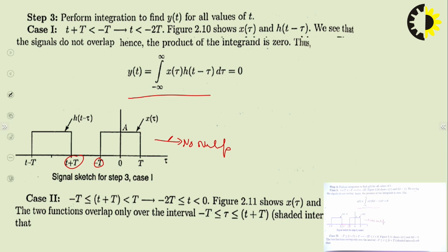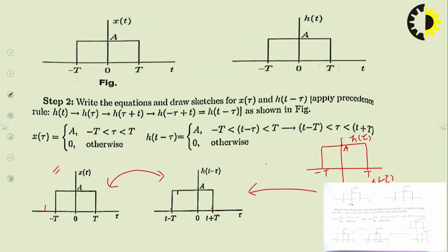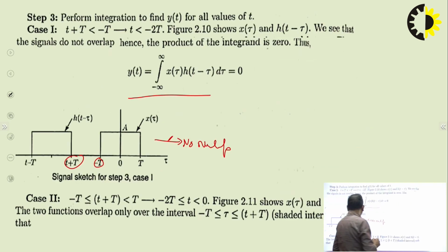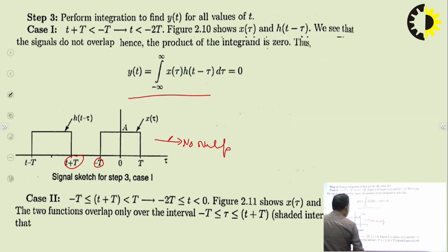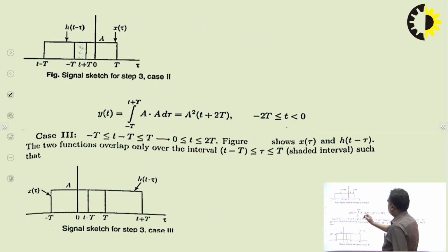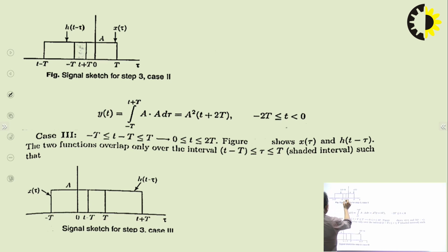Now what is the second condition? Let us suppose this point t plus T is lying somewhere between minus T and T. So this is our second case. You can say this point t plus T is lying between minus T and T. So this is minus T and T, and you can see the figure like this. This t plus T is the point which is lying between minus T and T.